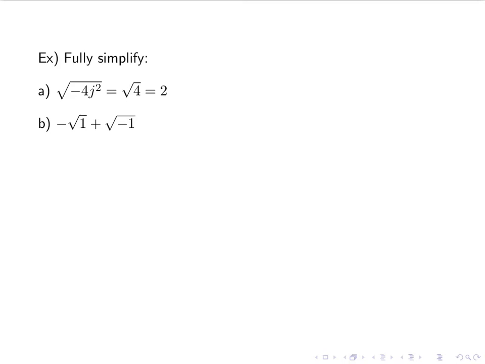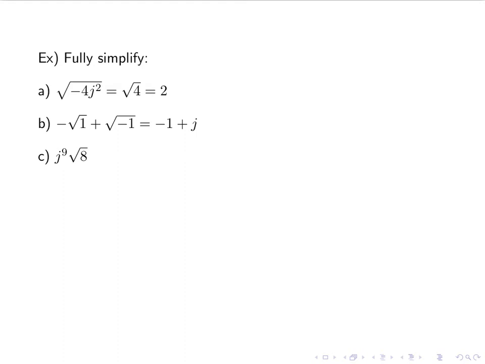How about negative root 1 plus root negative 1? So where those negatives are, very, very important. Root 1 is just 1. Root negative 1 is j. So I have negative 1 plus j.